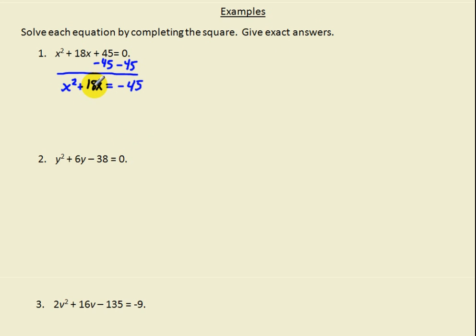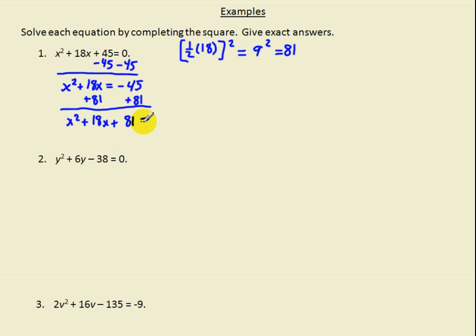Then we look at what we want to have as our constant on the left-hand side of the equal sign. So we take half of 18, and then we're going to square that. Half of 18 is 9, so we square 9 to get 81. That means we're going to add 81 to each side of our equation. So add 81, and we get x squared plus 18x plus 81 is equal to 36. Negative 45 plus 81 will give us 36.